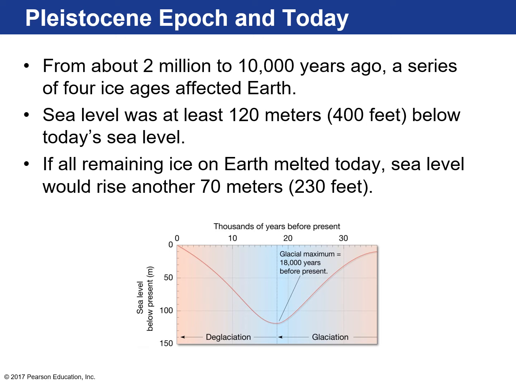Okay, so the Pleistocene epoch, which began about 2 million years ago and ended 10,000 years ago, we often call the time of many ice ages. There are about 4 ice ages that affected that time period, almost in the order of every 100,000 years, where we would go from an ice age to an interglacial period. And during those changes, sea level rises and falls.